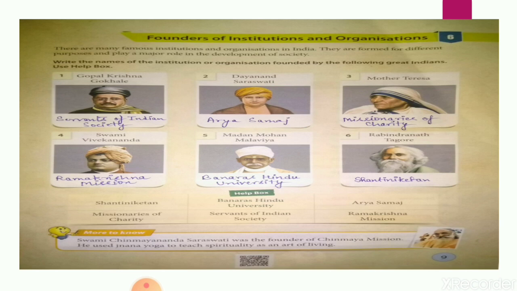Then fourth one you can see is Swami Vivekanand. Swami Vivekanand founded Ramakrishna Mission in 1897 in Kolkata with the twofold purpose to spread the teaching of Vedanta as embodied in the life of the Hindu saint Ramakrishna, and to improve the condition of Indian people. Ramakrishna was the spiritual guru of Swami Vivekanand.